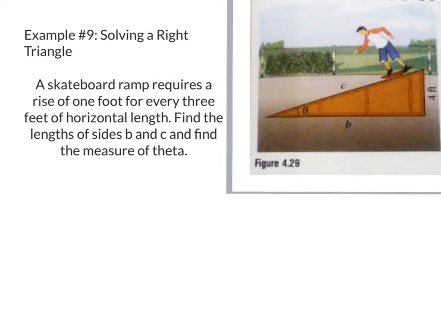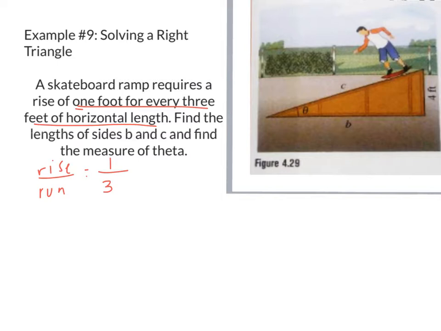Okay, so if it says that it requires 1 foot for every 3 feet of horizontal length, what that means is you have to think about it as a slope, right? Literally, it's a slope. So if we have rise over run, right, because we know slope is rise over run, and they're telling you that it must be 1 foot, which would be your rise, for every 3 feet of horizontal length, right?